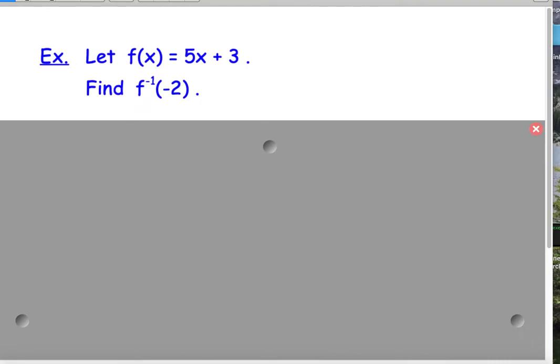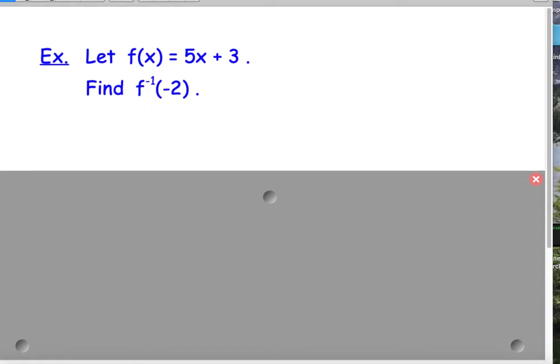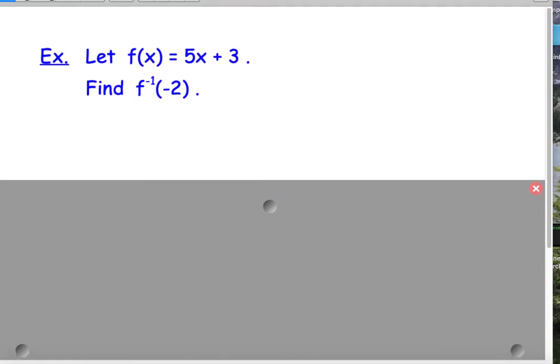All right, 2 more examples. Let's say f of x is 5x plus 3. Find f inverse of -2. Now notice, instead of finding the general inverse, I'm asking to evaluate the inverse at a specific number. So there's 2 ways to do this.